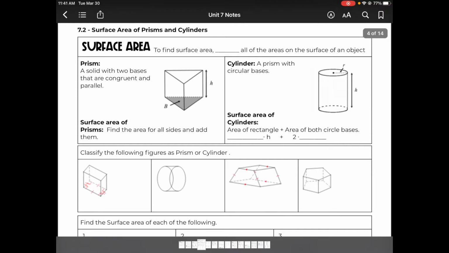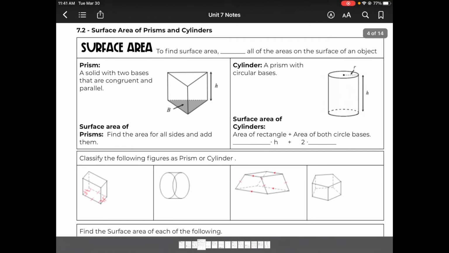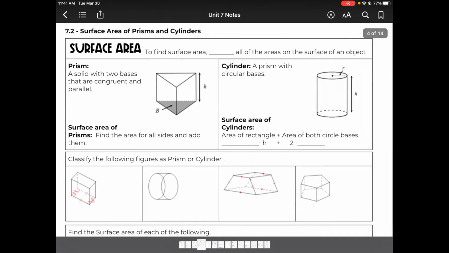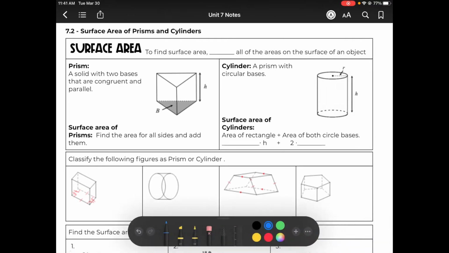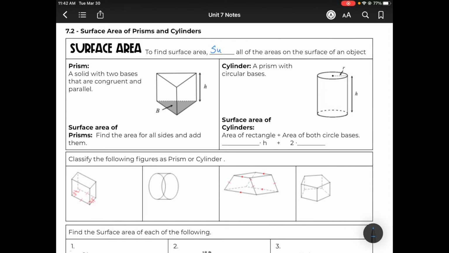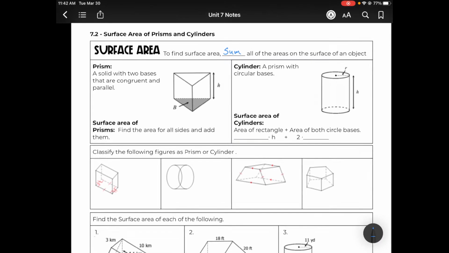So this is our first lesson where we're starting to talk about 3D figures. We have a lot of different 3D figures we're going to talk about, three-dimensional. They exist with a length, width, and height dimension to them. And the surface area in general, though, is just the sum of all the areas on the surface, the outside of the object. Remember, sum means to add them all up.